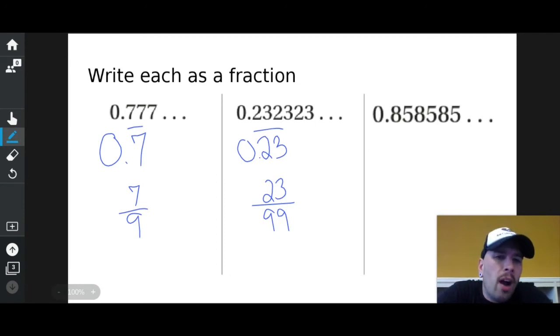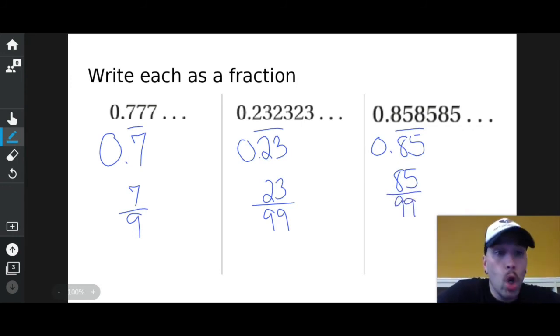Put 85 repeating. So 0.85 repeating. Put a zero in front of it if you have to. That's two numbers repeating. Put it over 99. Can I divide anything by 3? Nope. I'm done.